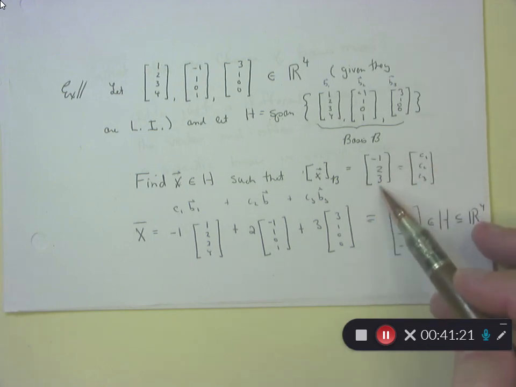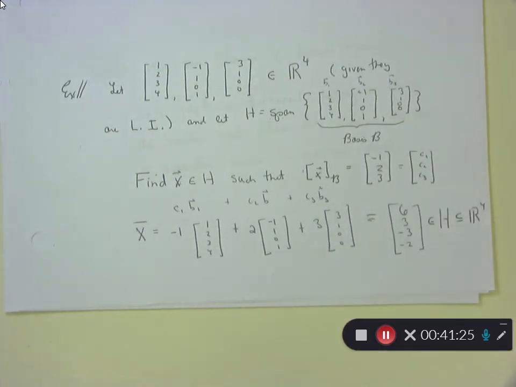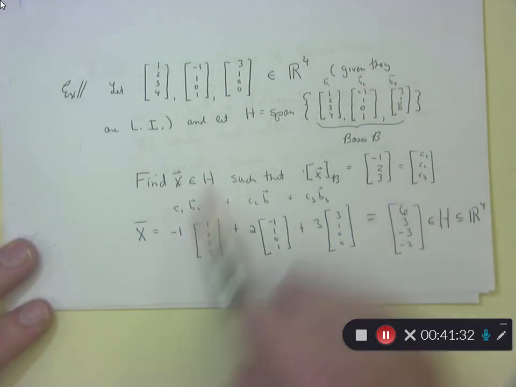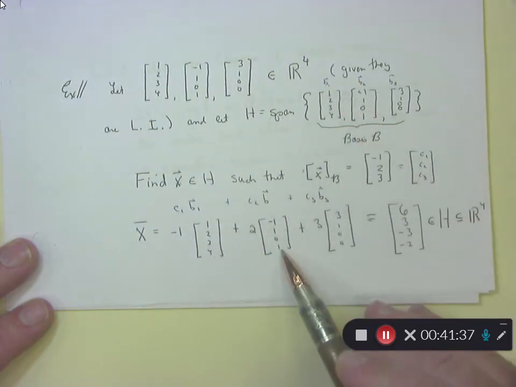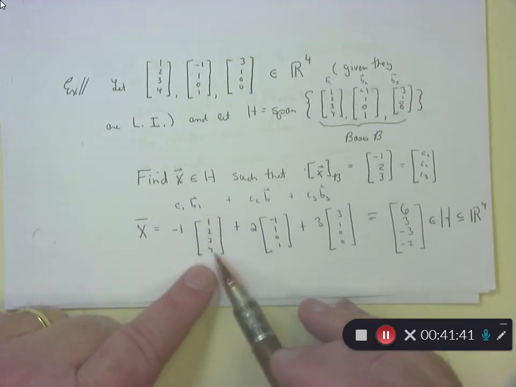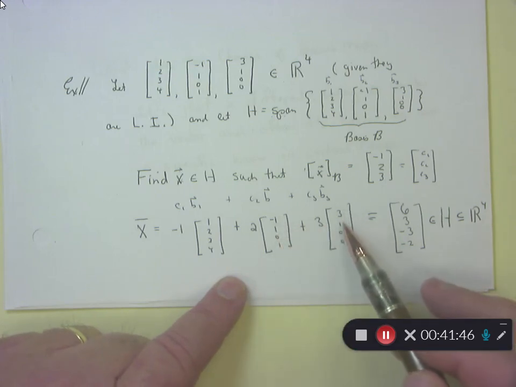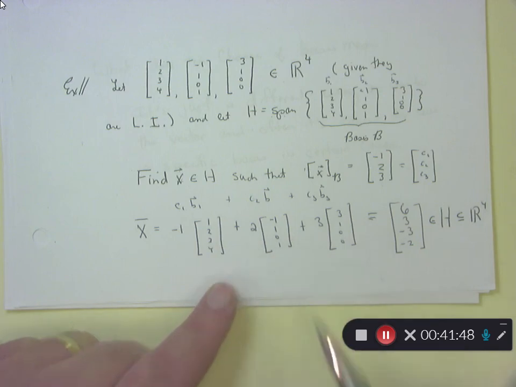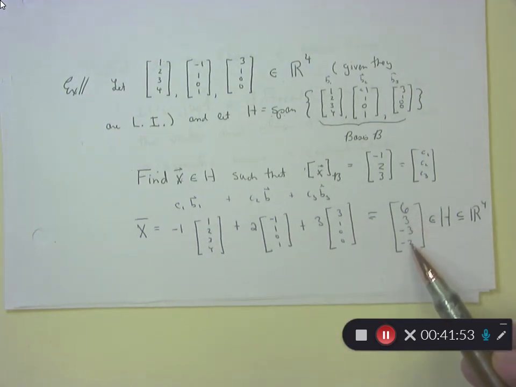Notice it's only got 3 components. You know why it has 3 components? Because I only got 3 basis vectors. Does that make sense? These are the coefficients of the basis vectors. That's why order is important. So this will be -1 times that first vector, plus 2 times the second vector, plus 3 times the third vector. So it's -1 times 1, 2, 3, 4, plus 2 times -1, 1, 0, 1, plus 3 times 3, 1, 0, 0, and then you just multiply and add, and you get the vector 6, 3, -3, -2.